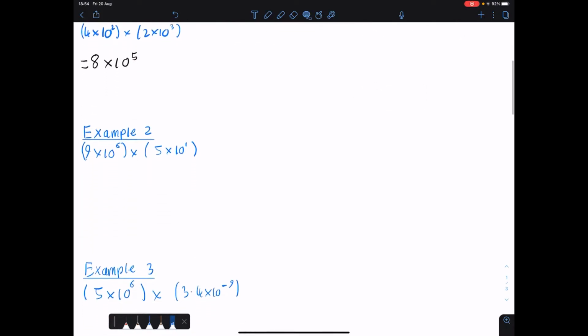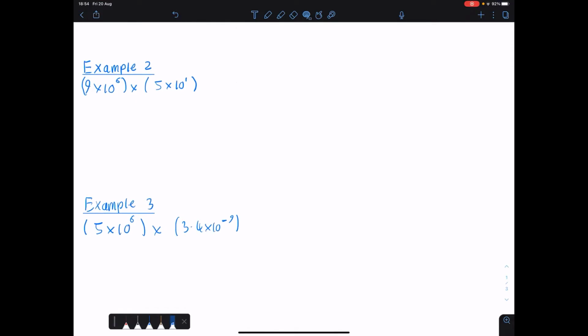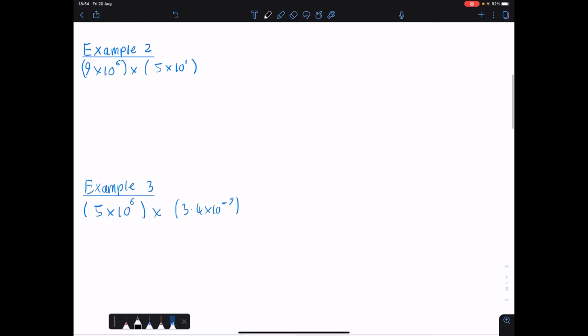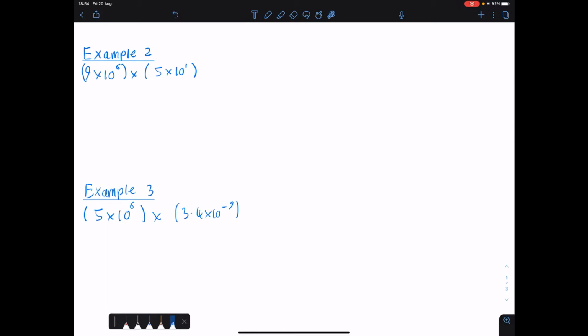In our second example, we're asked to calculate 9 times 10 to the power of 6 multiplied by 5 times 10 to the power of 1. Again, the first thing we need to do is look at our numbers at the beginning of each standard form expression. So here we have 9 and here we have 5, and all we're going to do is multiply these numbers together, which gives us 45. The second thing we need to do is address our powers of 10. So we need to multiply 10 to the power of 6 and 10 to the power of 1. And using our laws of indices, this is just 10 to the power of 6 plus 1, which is 7.